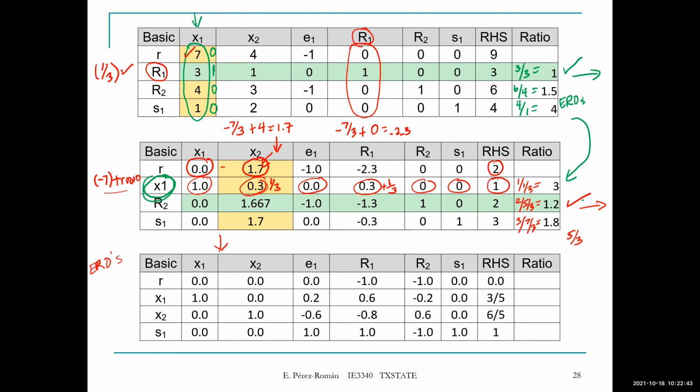Okay, so we have to make this guy look like this guy, because X2 is replacing R2 in the basics. So in order to make this column represent this, you have to perform the elementary row operations from this tableau to this tableau. Yeah, but you can just, for example, X1.